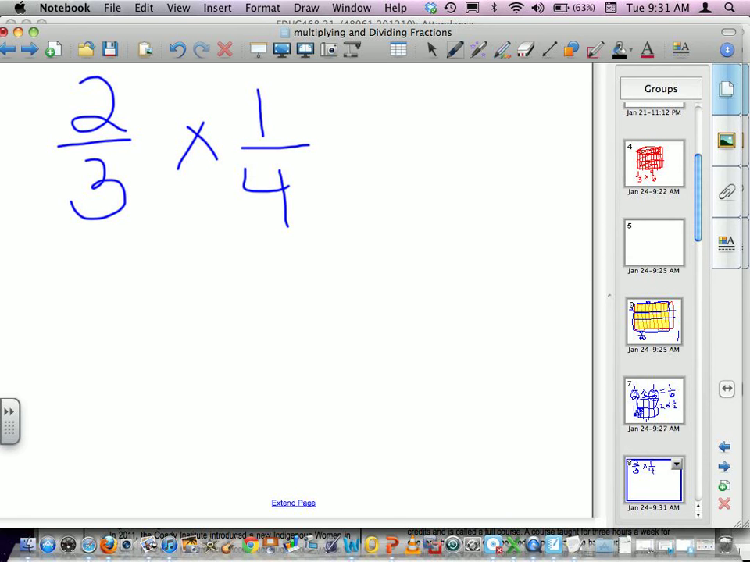How do you do 2/3? Doesn't matter which one you do first. You can do the quarters. Why does it not matter which one you do first? Because multiplication is commutative. I knew that's exactly what you were going to say. Order doesn't matter. Multiplication is commutative.